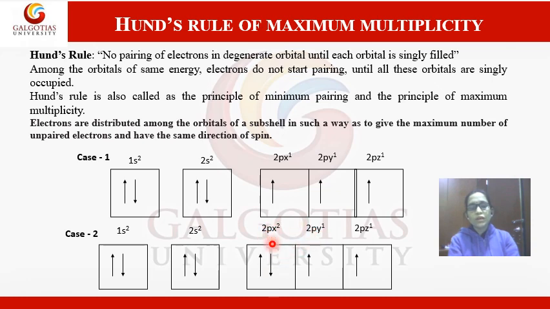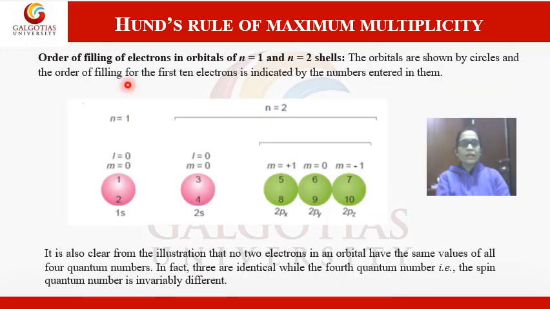In this way, you can fill the electrons, or write the electronic configuration and the orbital or electron box diagram for different elements, applying Hund's rule and Pauli's exclusion principle. Let us see how we fill electrons in different shells. This shows the order of filling of electrons in orbitals of different shells. Here we are taking the n equal to 1 and n equal to 2 shells. When n is equal to 1, it has only one orbital, the 1s orbital.